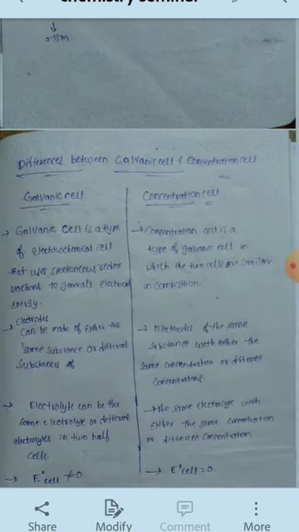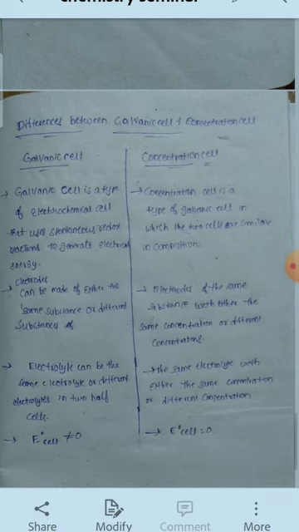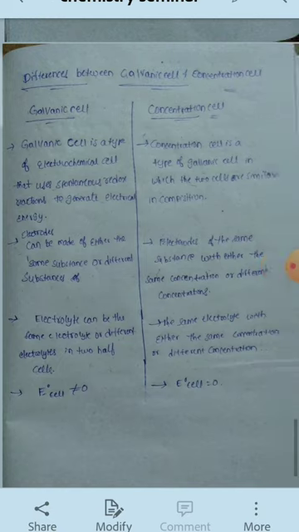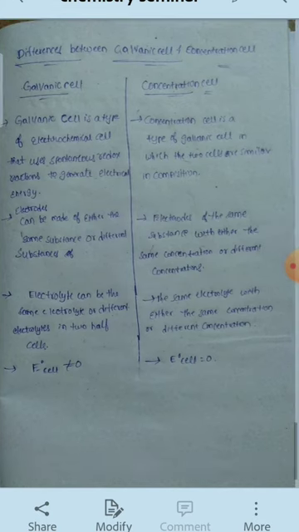Finally, looking at the differences between the galvanic and concentration cell. A galvanic cell is a type of electrochemical cell that uses a spontaneous redox reaction to generate electrical energy. Coming to the concentration cell, it is a type of galvanic cell in which the two half cells are of similar composition. In a galvanic cell, electrodes can be made of either the same substance or different substances. Whereas in a concentration cell, electrodes are of the same substance with either the same concentration or different concentrations.